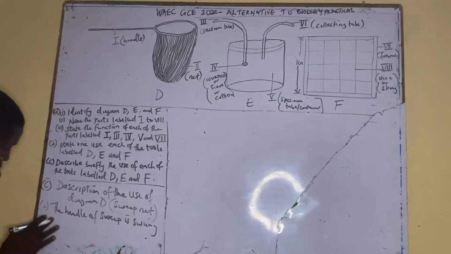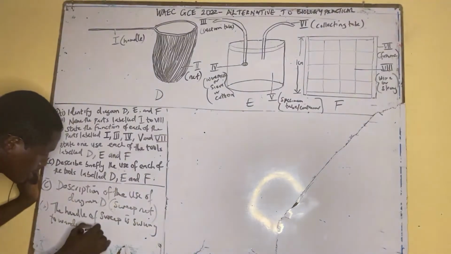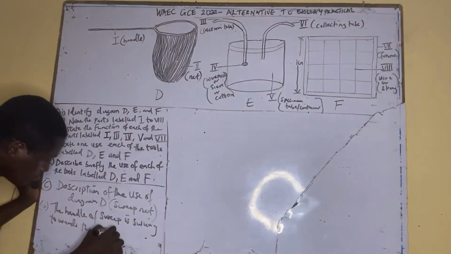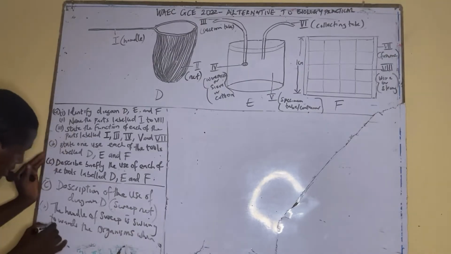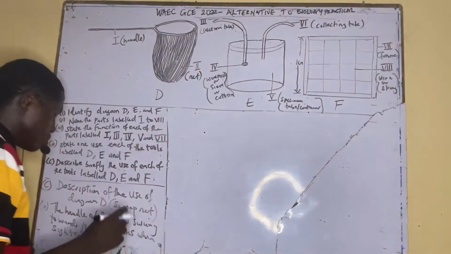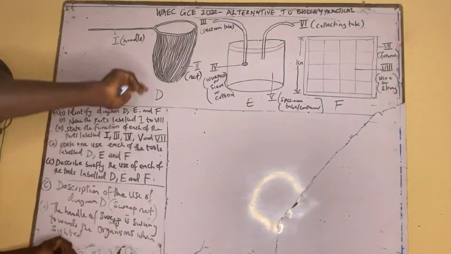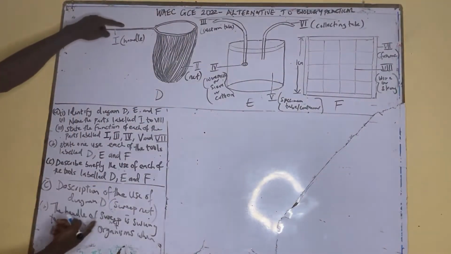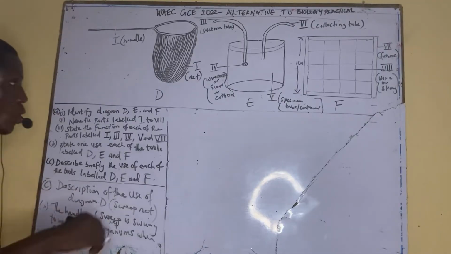The sweep net is swung towards the organism or insect. The first thing is that you swing it to one side, at the angle of the sweep net, with the handle, whenever you sight the organism you want to take in particular. So that's the first thing.